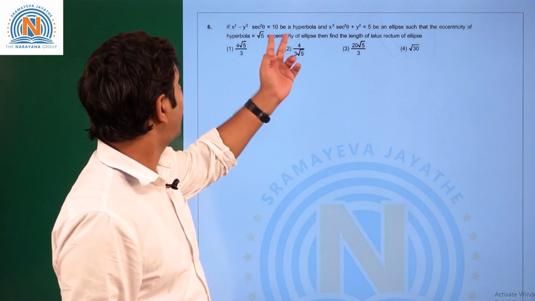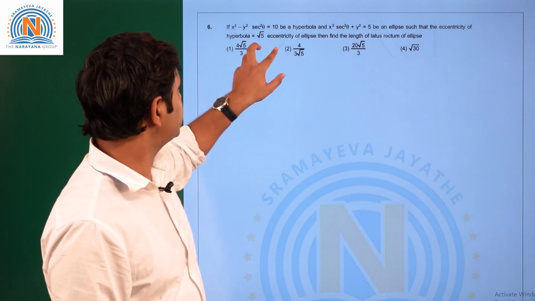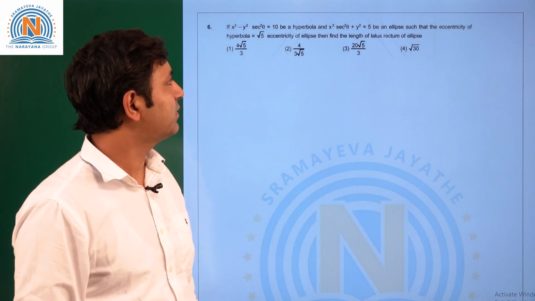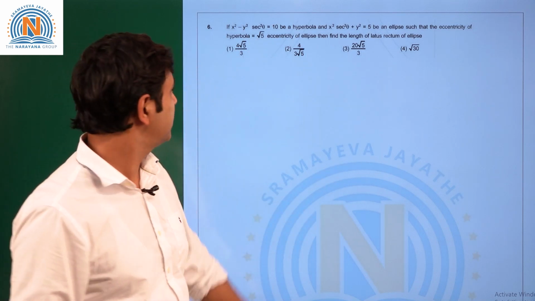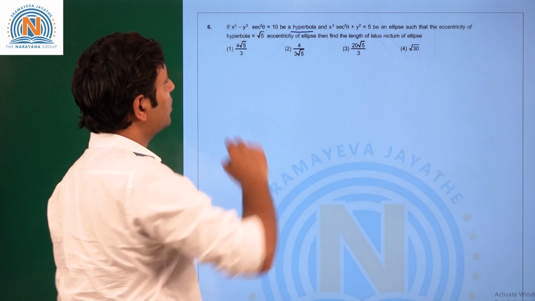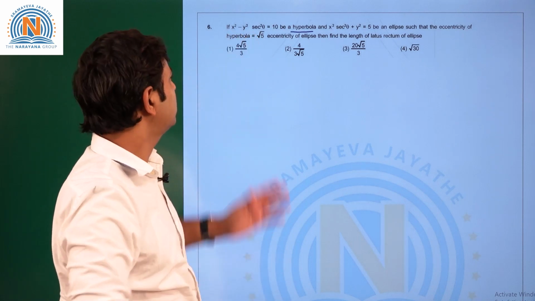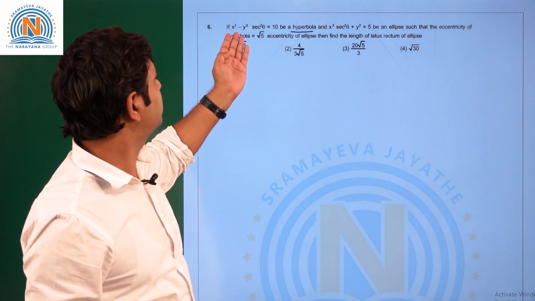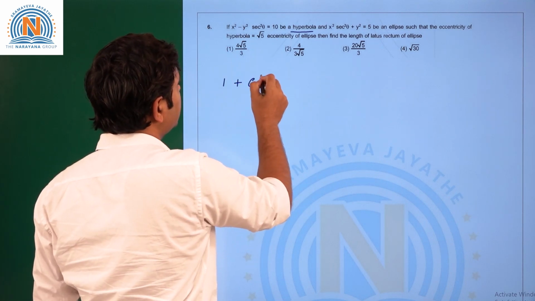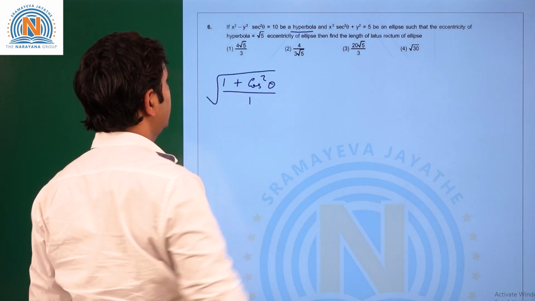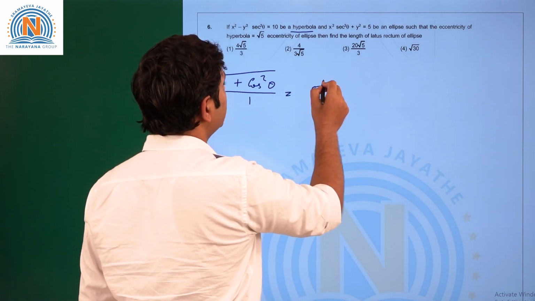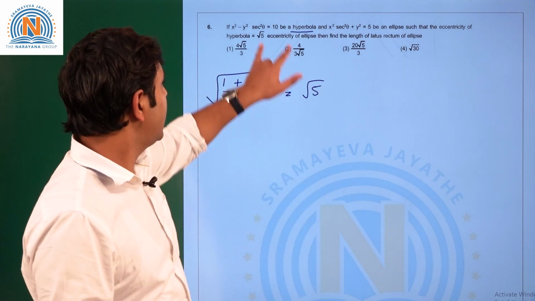Here we have been given a hyperbola and an ellipse, and the eccentricities follow this relation: the eccentricity of the hyperbola is greater, and is root 5 times the eccentricity of the ellipse, and we have to find the latus rectum of the ellipse. Notice that the eccentricity of the hyperbola depends on a square plus b square upon a square. For the hyperbola, a is 1 or 10, so we can write it as under root 1 plus cos square theta upon 1, as 10 will cancel from numerator and denominator. This is equal to root 5 times the eccentricity of the ellipse.